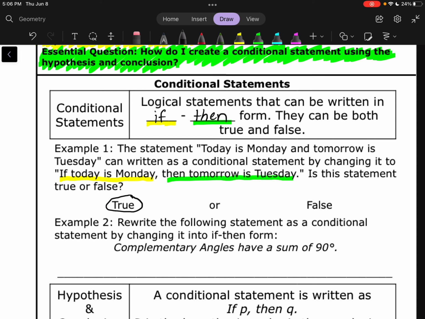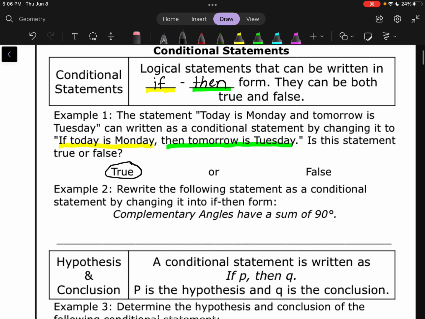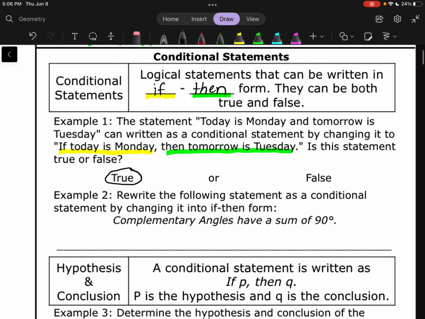Example 2. Rewrite the following statement as a conditional statement by changing it into if-then form. And this statement says complementary angles have a sum of 90 degrees. Now, if we're going to change this thing into if-then form, we know we need an if and we need a then. So what should we say? Let's say something about if they're complementary, then they have a sum of 90, right? So how do we want to phrase that? Let's say something like this.